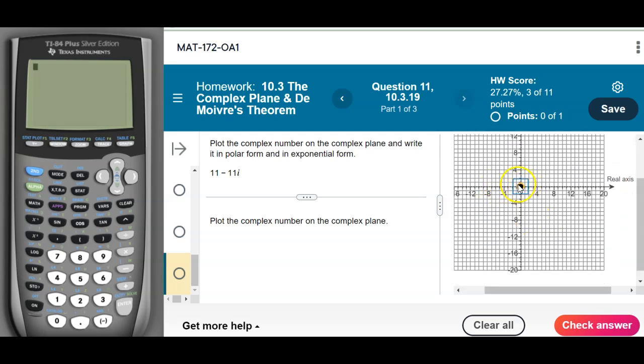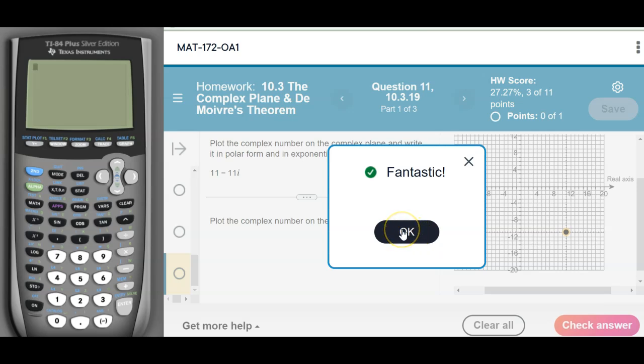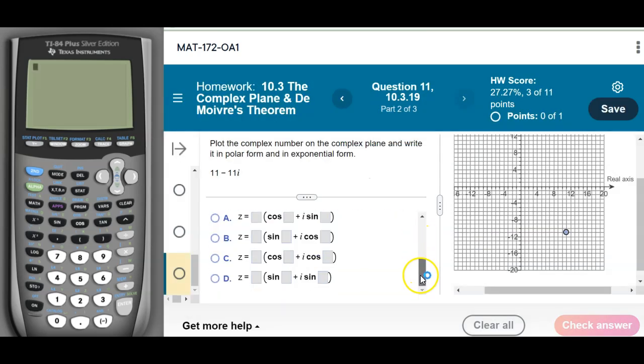So 11 units in the real direction would be right there. Negative 11 in the imaginary direction would be right there. Alright, so once I have it, make sure it stays where you want it to stay. Once I have it where I want it, I check my answer. So there's 11 minus 11i. Alright, and now we need to write it in polar form.